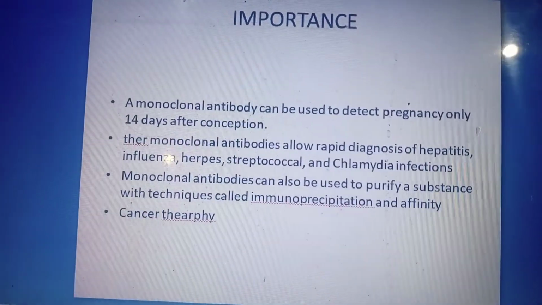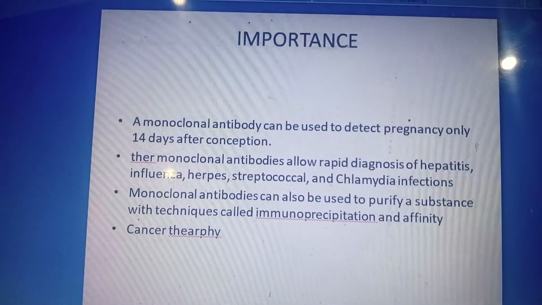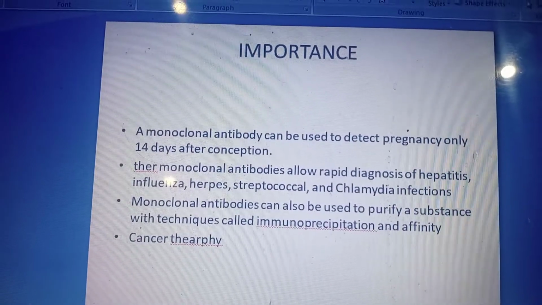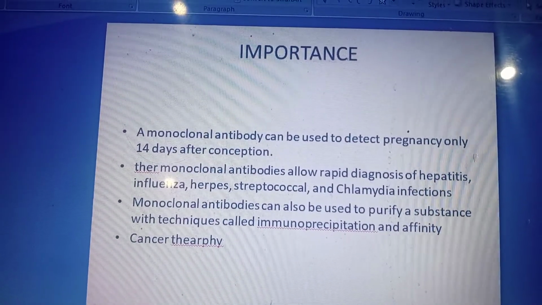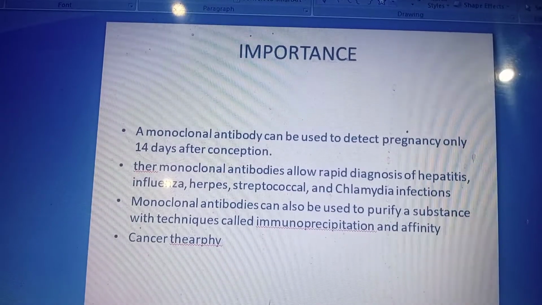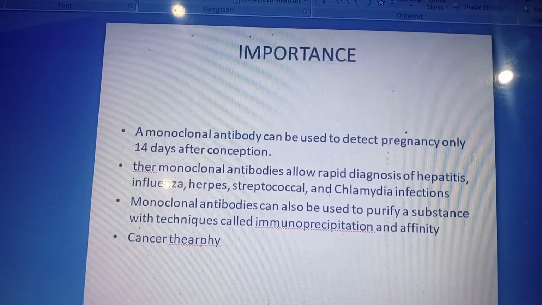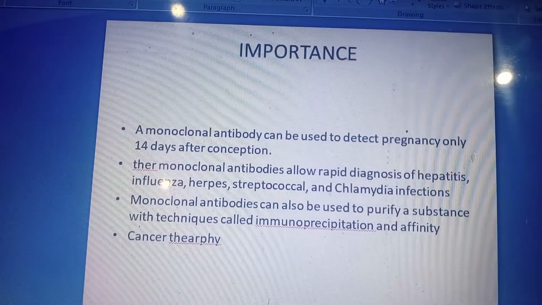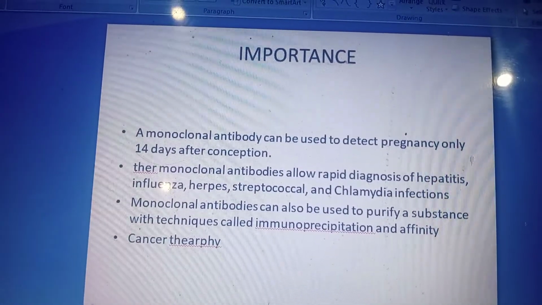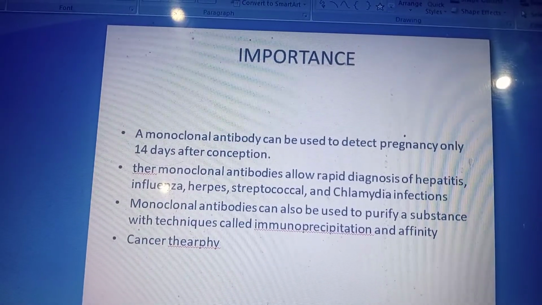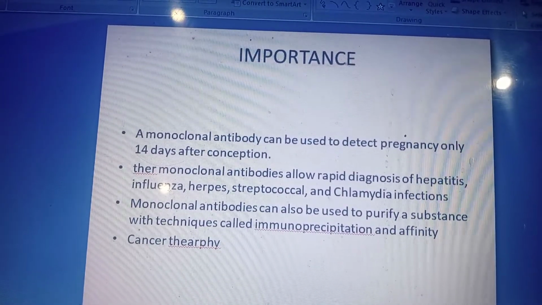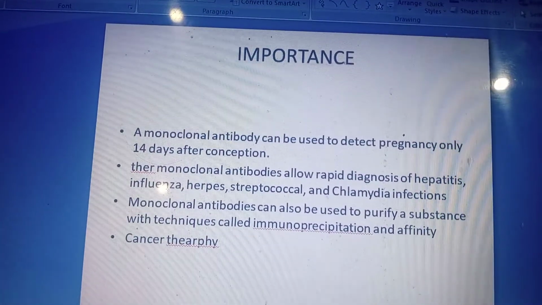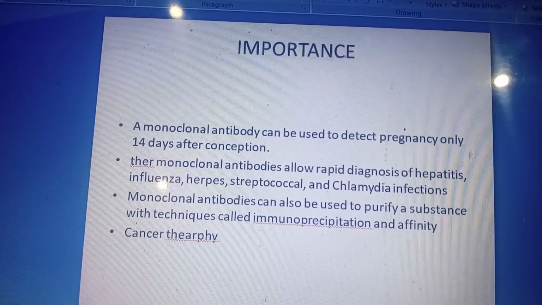Now, what is the importance of monoclonal antibody? A monoclonal antibody can be used to detect pregnancy within only 14 days of conception. Monoclonal antibodies allow rapid diagnosis of hepatitis, influenza, herpes, streptococcal, and chlamydial infection. Monoclonal antibodies can also be used to purify a substance with techniques called immunoprecipitation and affinity purification. Monoclonal antibodies can also be used to treat cancer.